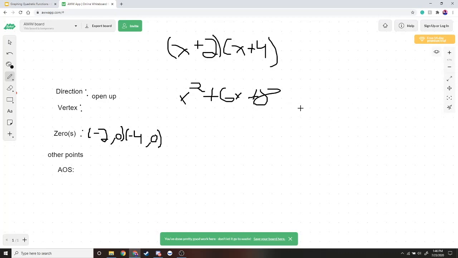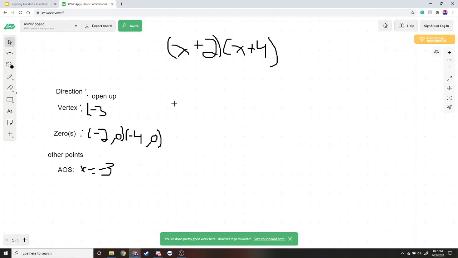So now what we're going to do to find the vertex is -b over 2a. So -b would be -6. And since this has an imaginary 1, 2a would be 2. So this ends up being -3, meaning our x value for our vertex is -3. And our axis of symmetry is that x is equal to -3.